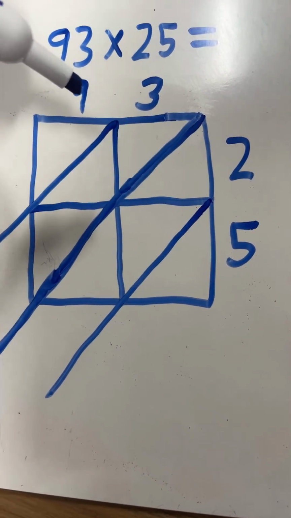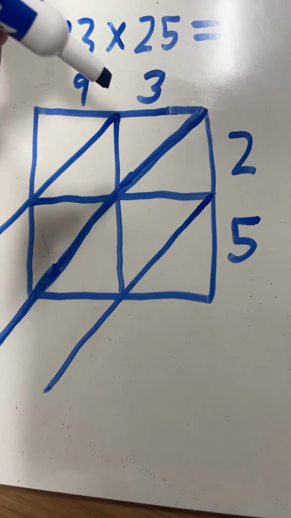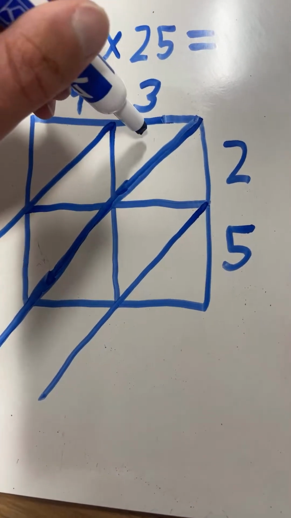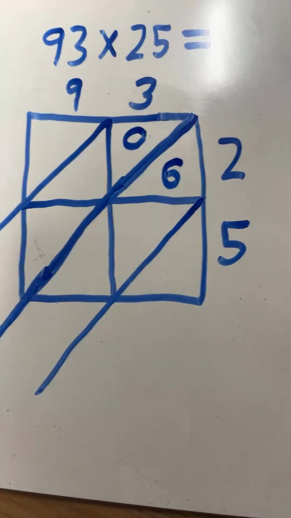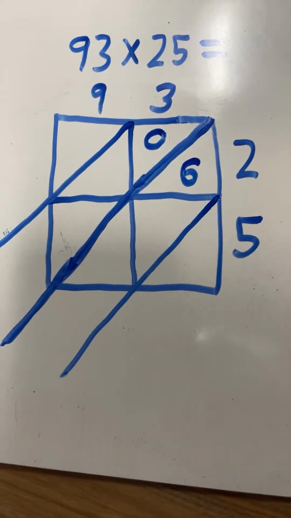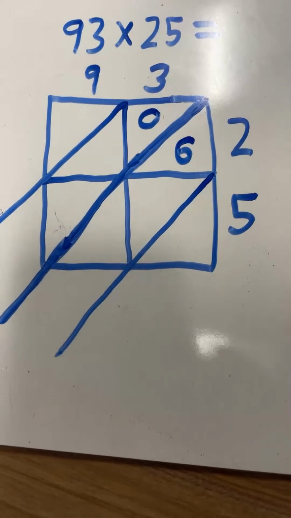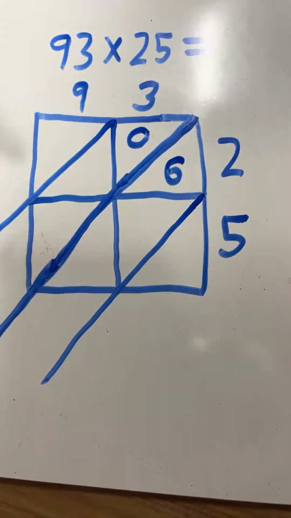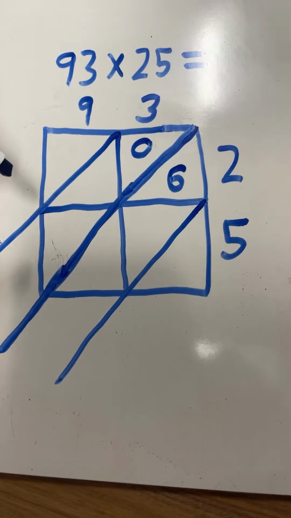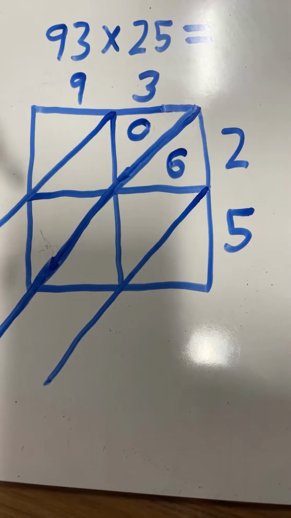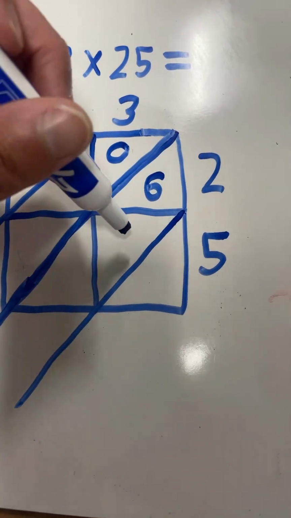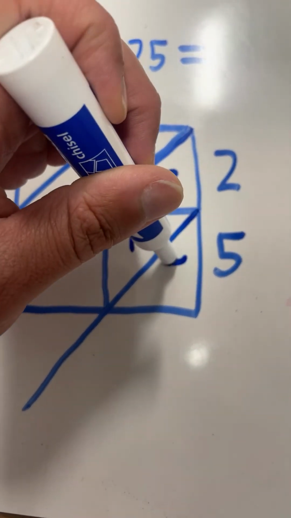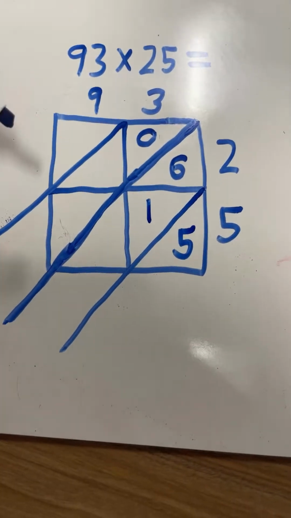The person in the chat is correct. 3 times 2 equals 6. So we're going to put a 0 in the top triangle and a 6 in the bottom triangle. Next, we are going to multiply 3 times 5. 3 times 5 equals 15. So we're going to put a 1 in the top triangle, 5 in the bottom triangle for the bottom square.